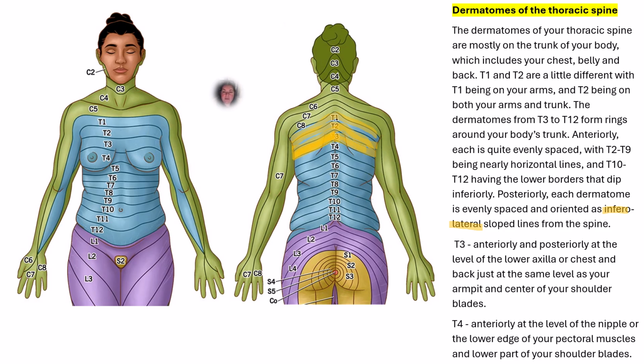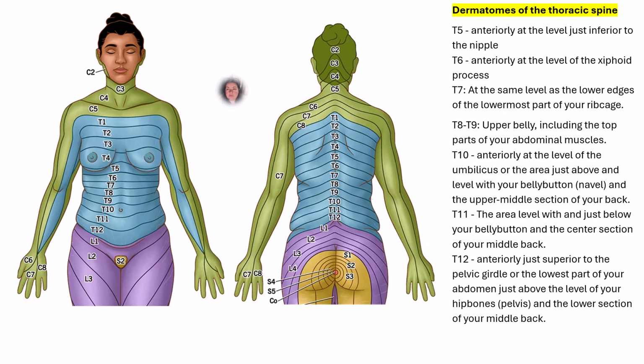So we're going to be cutting right through those rhomboid muscles, but over them, because we're talking about what? Dermatomes, skin. All right. T4 anterior is at the level of the nipple or the lower edge of your pectoral muscles. So it's in a band across your back and your front, sort of like you're wearing a teeny tiny tube top that just covers up the nipples and the lowest parts of your shoulder blade. So it's a pretty low hanging tube top that runs across your body for T4.